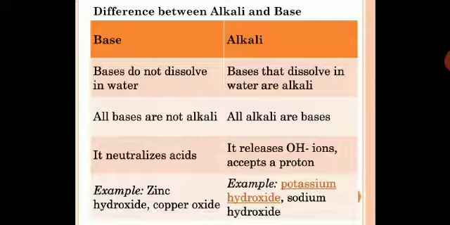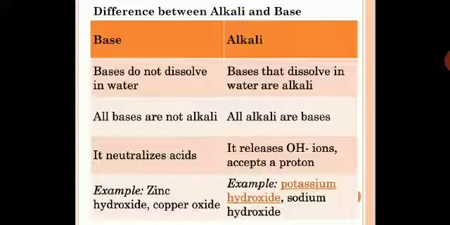Base neutralizes acid. It releases OH minus ions and accepts a proton. Basic difference you are seeing over here. And here proton means it will accept a hydrogen and then it will form H2O. Examples of bases are zinc hydroxide and copper oxide. They are non-soluble, that's why they are not called alkali, they are called a base. Whereas potassium hydroxide and sodium hydroxide are also bases but they are water soluble, that's why they have a special name called alkali. So you have to take down these points of difference between them, children.